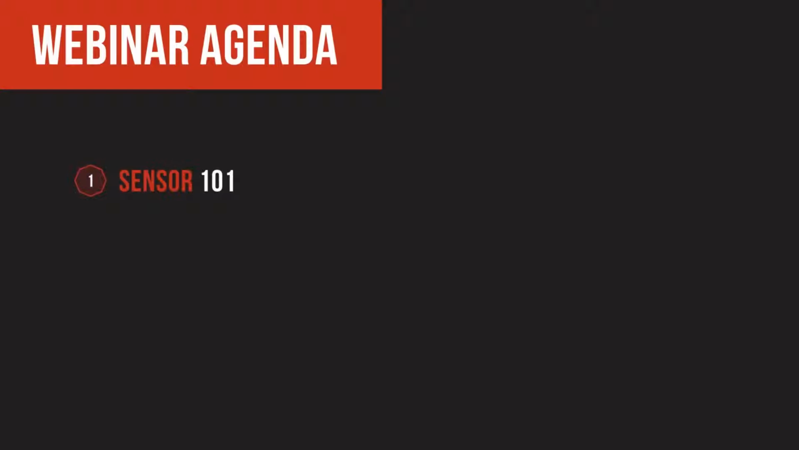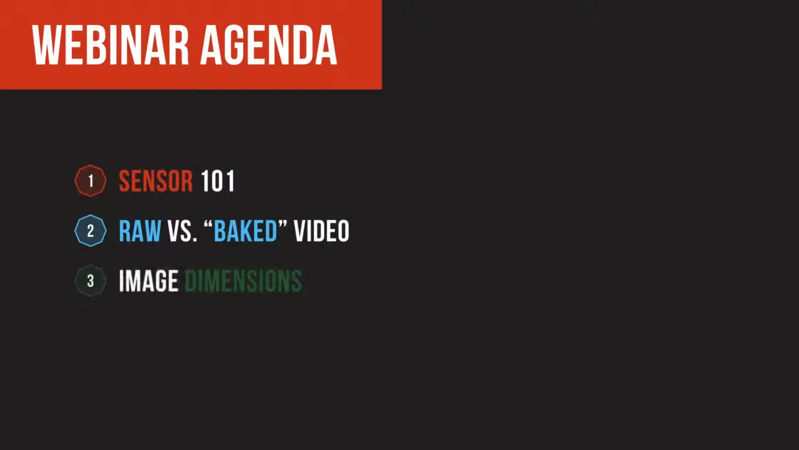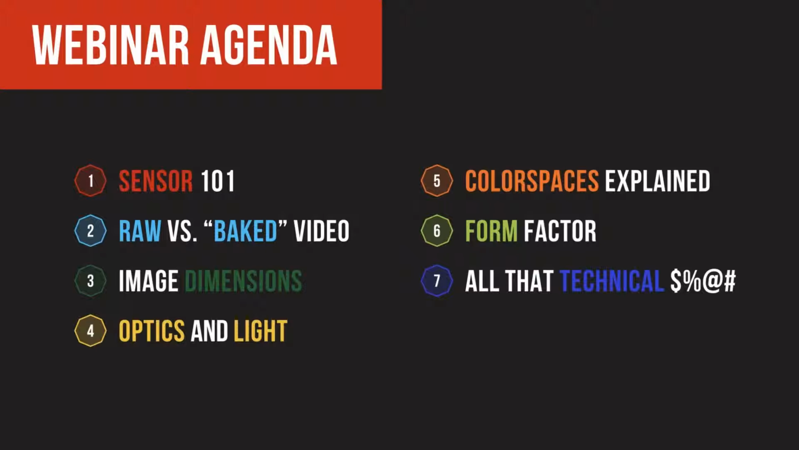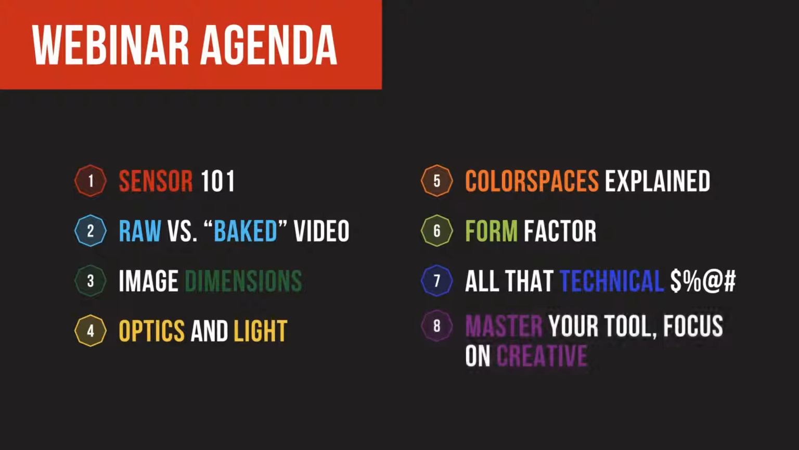The first thing we're going to go over is sensor technology. Then we're going to go into the differences between raw versus baked video. Then we'll talk about image dimensions, the size of your sensor, and how the image all works and how you capture it. Then we'll talk about optics and light. Then I'll go into color spaces. And we'll talk about the form factor of cameras. Then we'll talk about all the technical stuff that is always a nightmare to go into. And then the big takeaway is going to be, how do you master your tool so you can focus on the creative process?